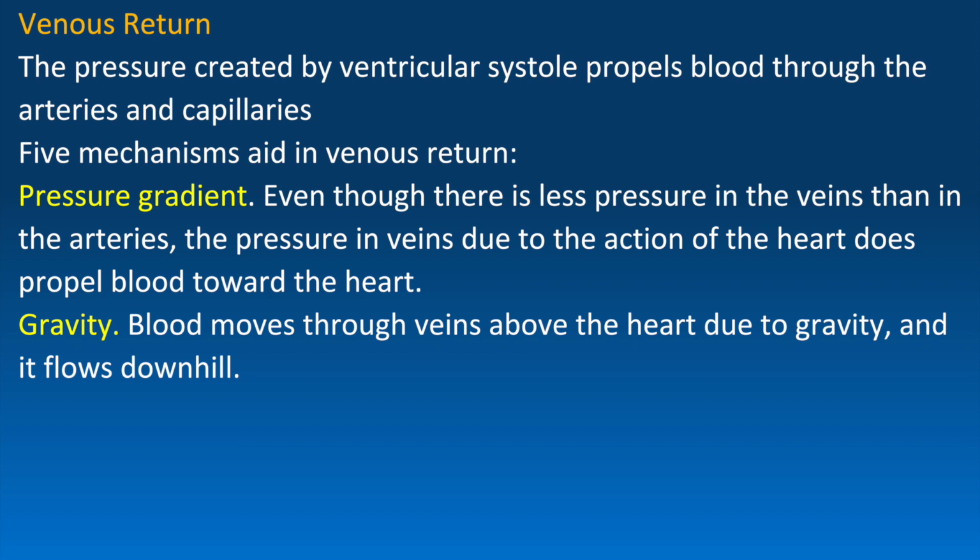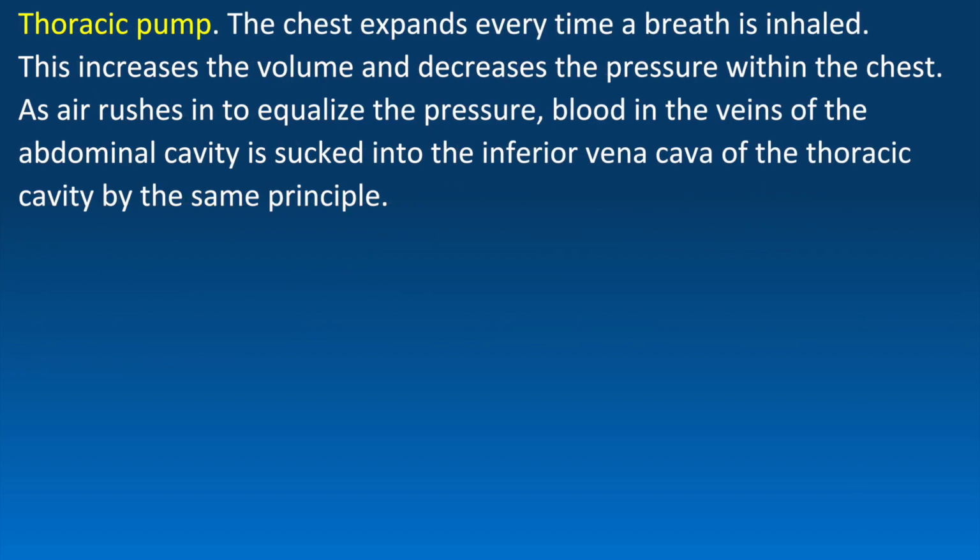Then gravity. Blood moves through veins above the heart due to gravity as it flows downhill. Next is thoracic pump. The chest expands every time a breath is inhaled. This increases the volume and decreases the pressure within the chest. As air rushes in to equalize the pressure, blood in the veins of the abdominal cavity is sucked into the inferior vena cava of the thoracic cavity by the same principle.